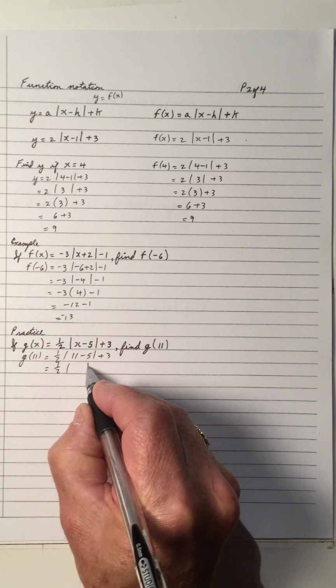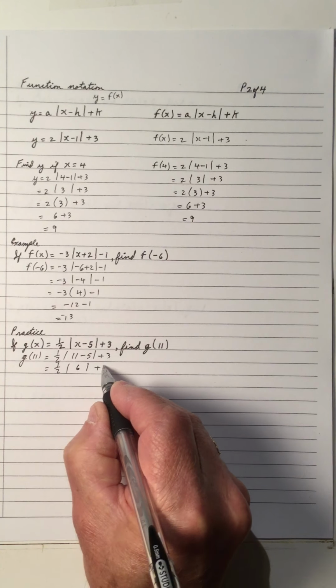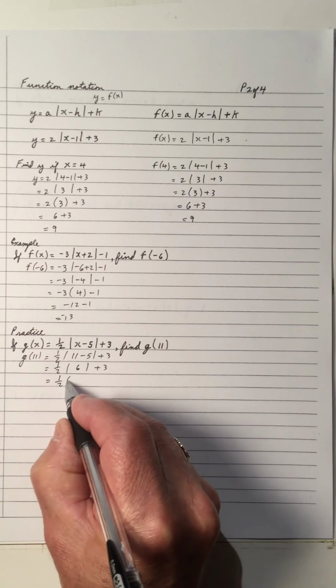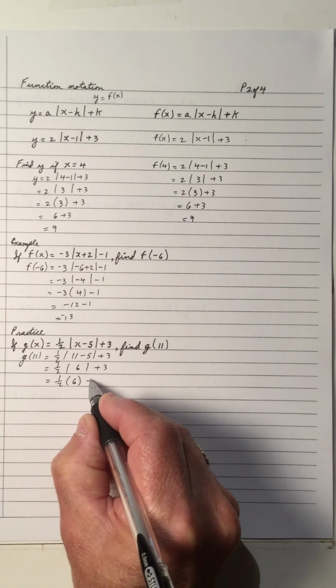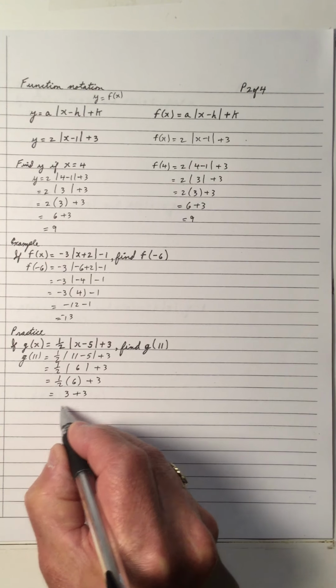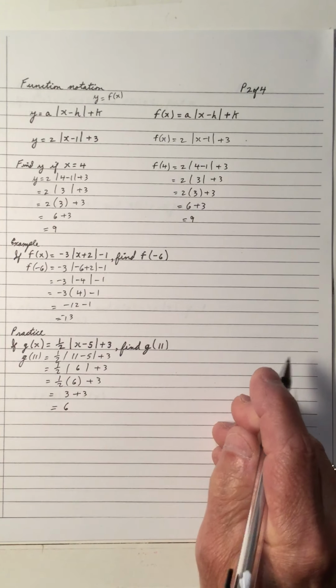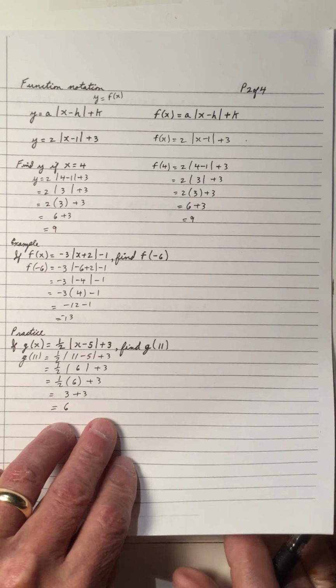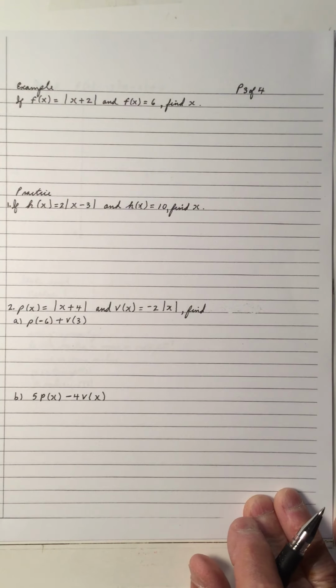Inside the absolute value first is the 6. The absolute value of 6 is 6. A half of 6 is 3. 3 plus 3 is 6. So that's working out the function notation, f of x.